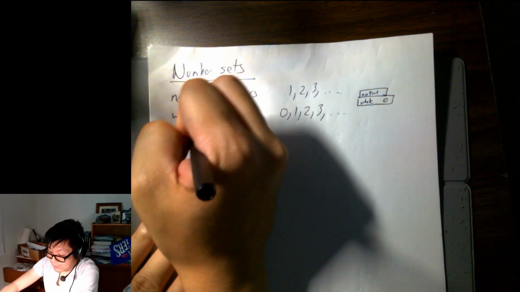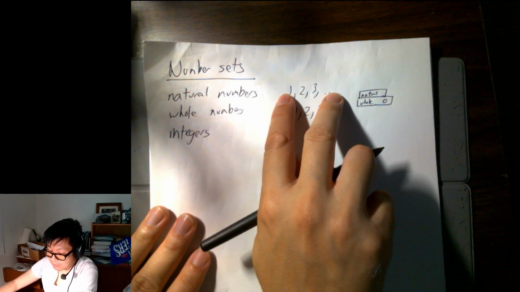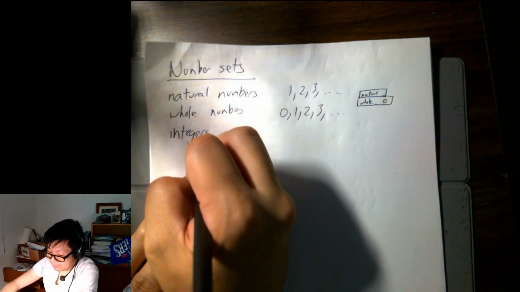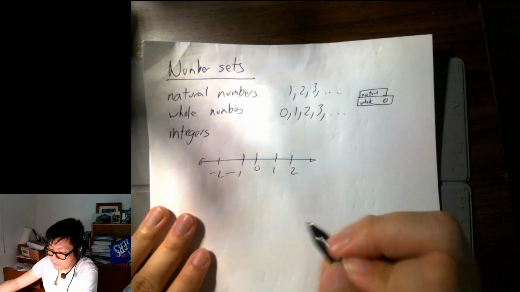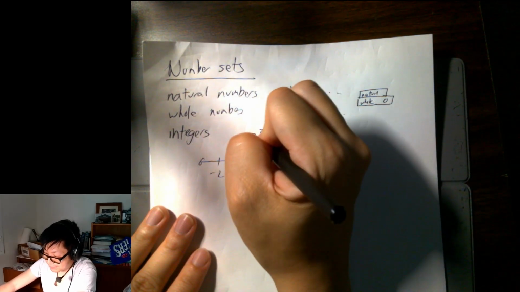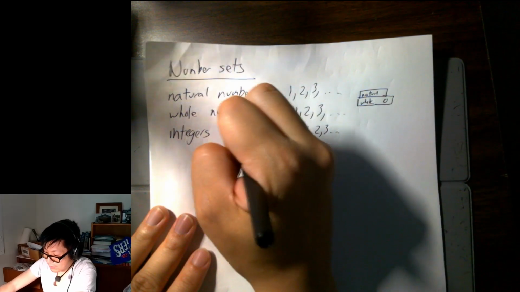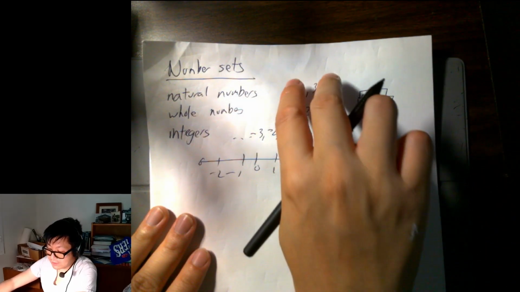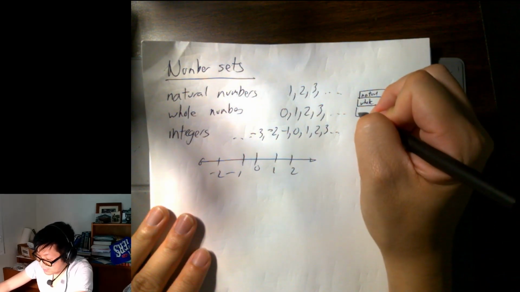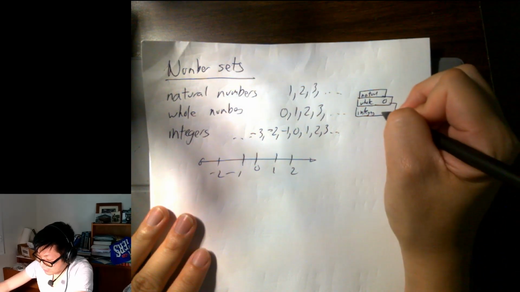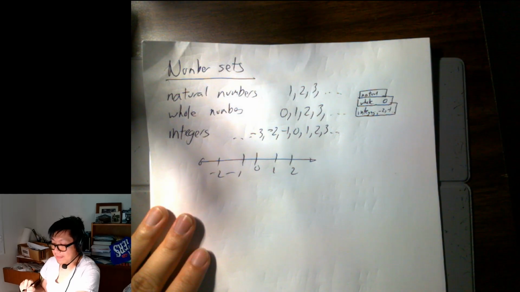I have integers next. These are numbers that basically include the negative natural numbers. Think about a number line. The tick marks on a number line represent the integers. They go on forever and ever. So they include the whole numbers and the natural numbers, so they're going to be the next level of the sneaker, including negative natural numbers.